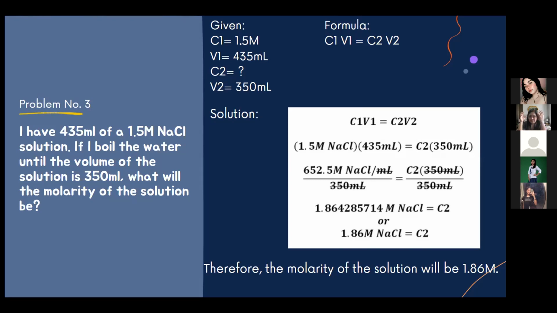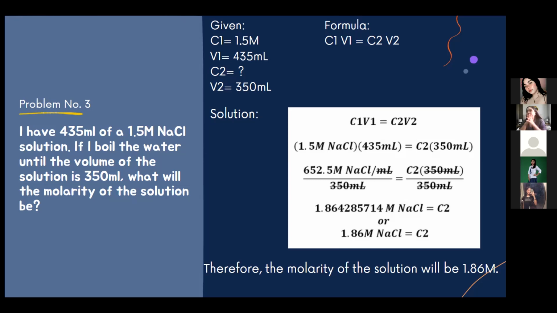The given is you have 435 ml of the 1.5 molar sodium chloride solution. But we did not add solvent, instead we boiled it. While boiling a solution, the tendency is it will become gas after some time, it will evaporate, and that will lead to a decrease in the volume. So from 435, it became 350 ml. But it is also asking for the molarity.